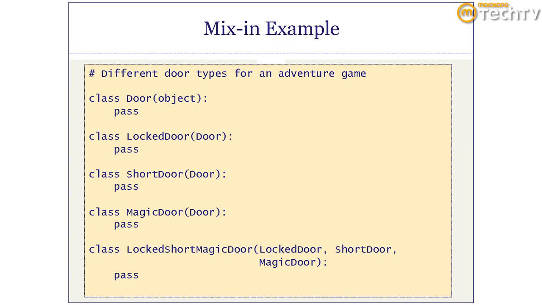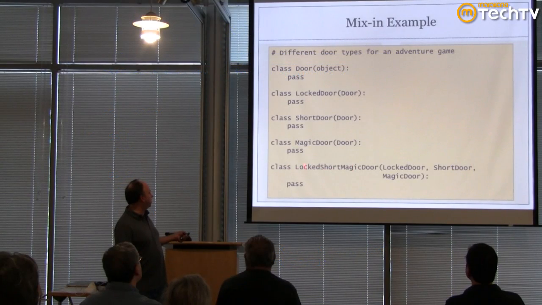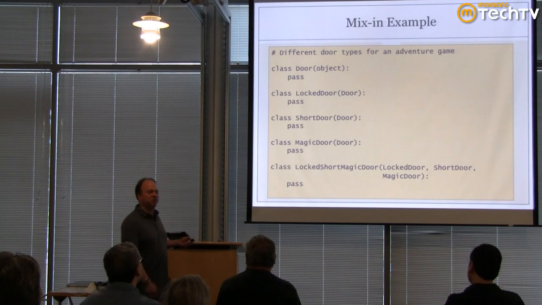So here's a little example. Let's say you're building an adventure game and you want to create a bunch of different kinds of doors for your maze. We'll have a base class door, we'll have locked doors, short doors, magic doors. If these are considered mixins, we can combine them together as a lock, short, magic door using multiple inheritance. And so great, this is something you couldn't do in Java.